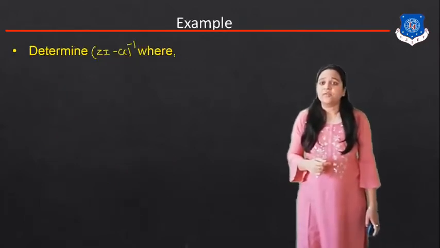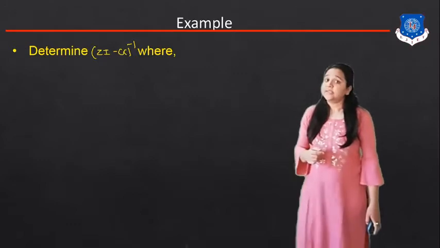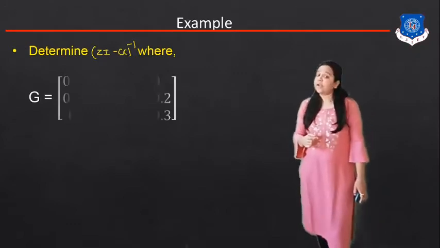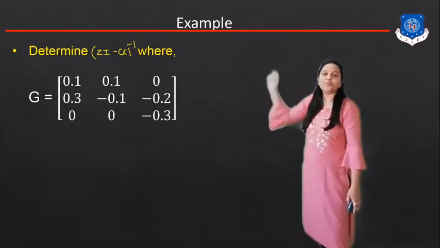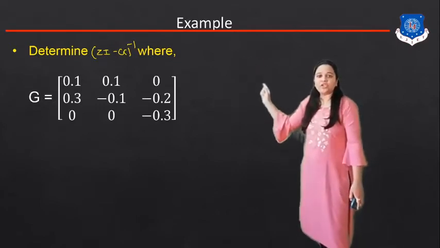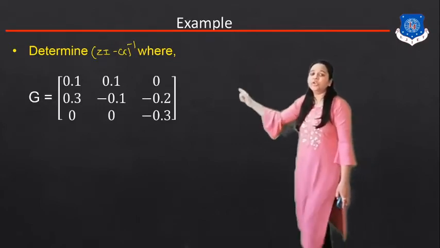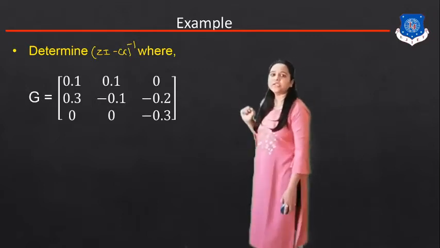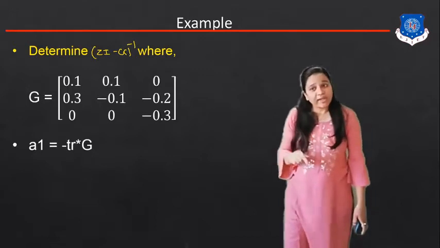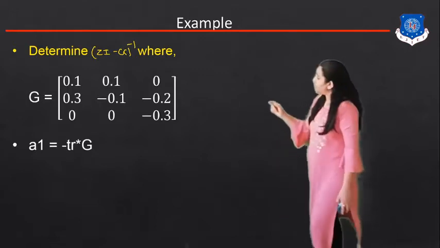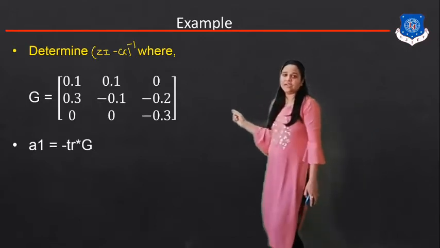Now the next one is to determine the inverse of G, where the G matrix is given as 0.1, 0.1, 0, 0.3, minus 0.1, minus 0.2, 0, 0, minus 0.3. So first of all, we have to find the value of A1. The equation of A1 is equal to minus trace G.